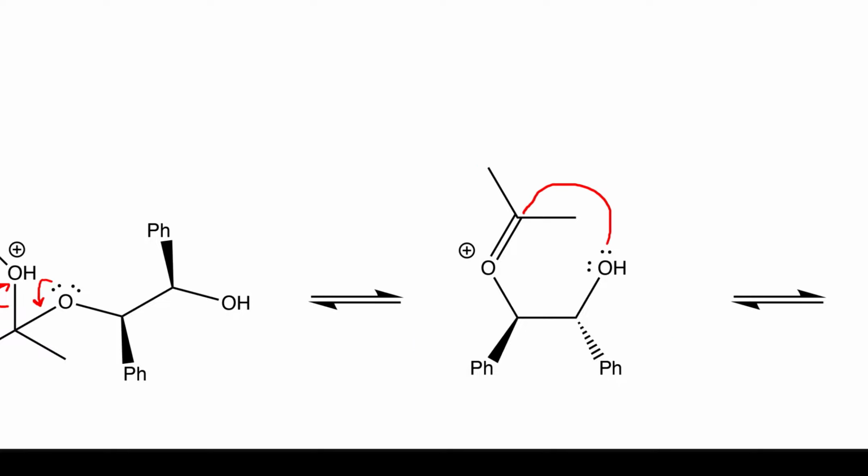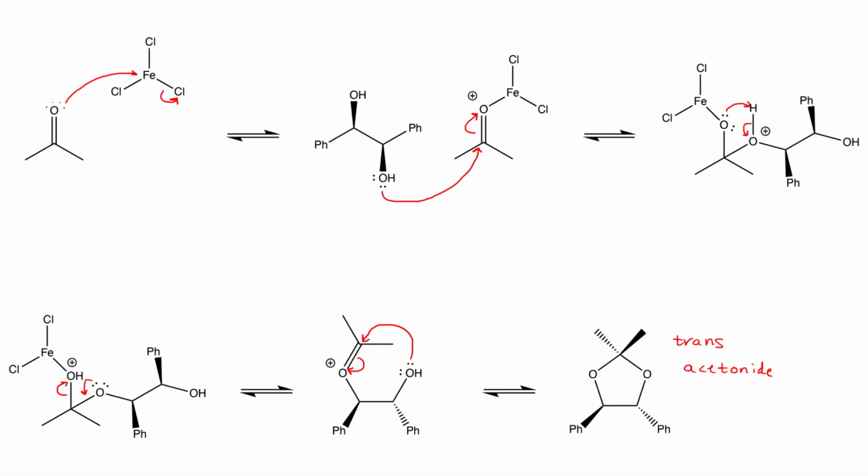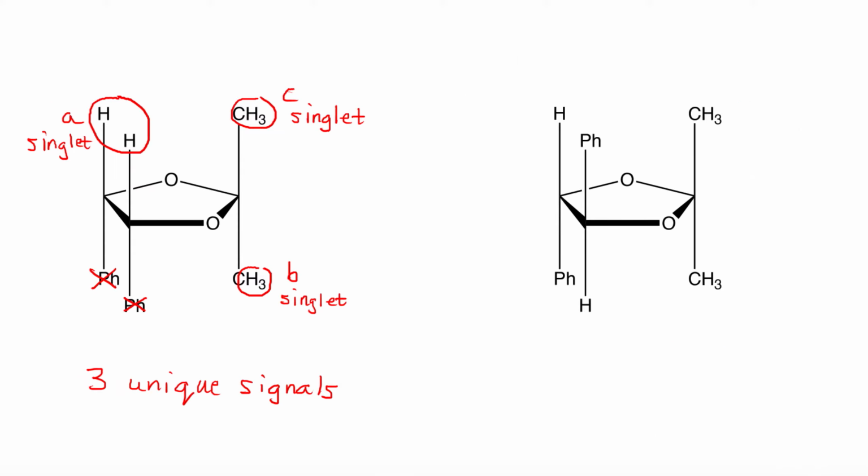The lone pair will attack the carbonyl carbon, and the pi electrons break and get pushed onto this oxygen, and we form the trans acetonide. So when we form the acetonide of the racemic mixture, we get the trans diastereomer instead of the cis acetonide, which forms when we have the meso stereoisomer. Now let's analyze the protons of the trans acetonide to see what we would expect in a proton NMR spectrum.